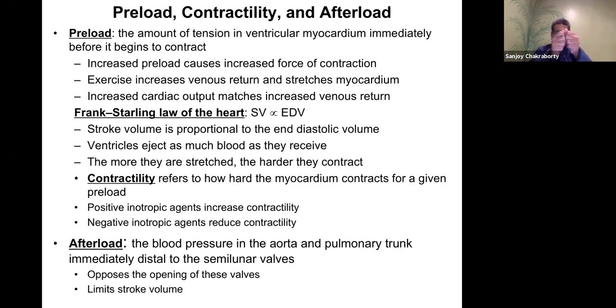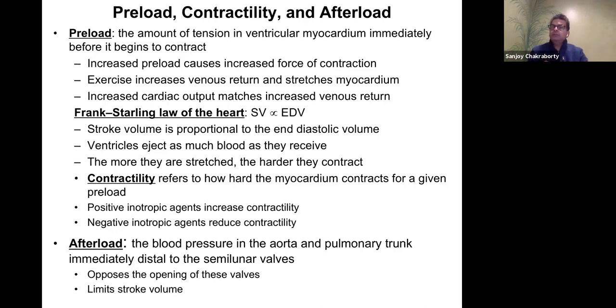Now, if I take the same elastic band and stretch it a little bit more and let it go, it will snap back with greater force. Same thing as the preload. In the ventricular myocardium, more blood comes in, they stretch more, and they snap back with more force. That's called preload. So when there is a higher preload, higher output will be there.